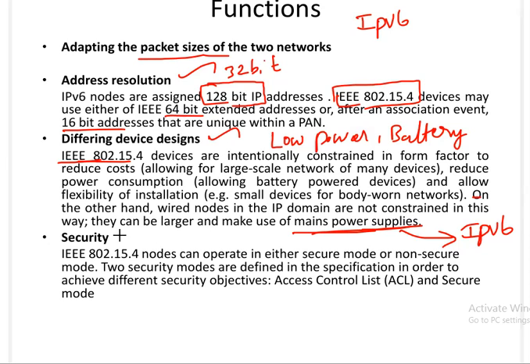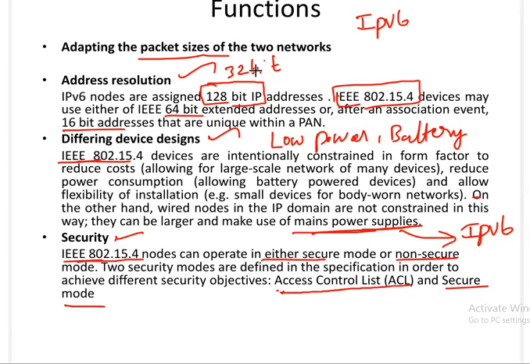Again, from the security point of view, IEEE 802.15.4 can operate either in secure mode or in non-secure mode. In general, there are two types of security mode defined in the specification. One is with the access control list and another one is with the secure mode.